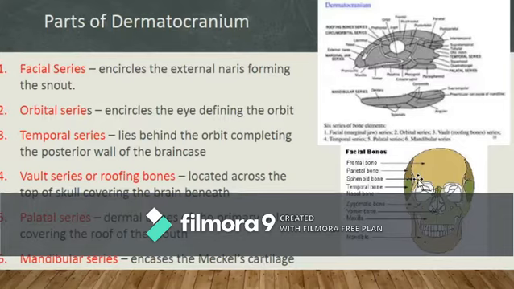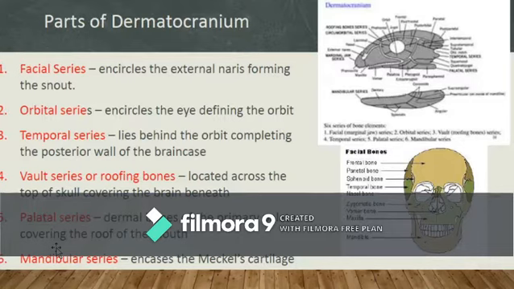Next, we have the palatal series, the dermal bones of the primary palate. If you open your mouth, the roof of your mouth is the primary palate, covering the roof of the mouth. This includes the largest and most medial pterygoid, the vomer, the palatine, and the ectopterygoid.